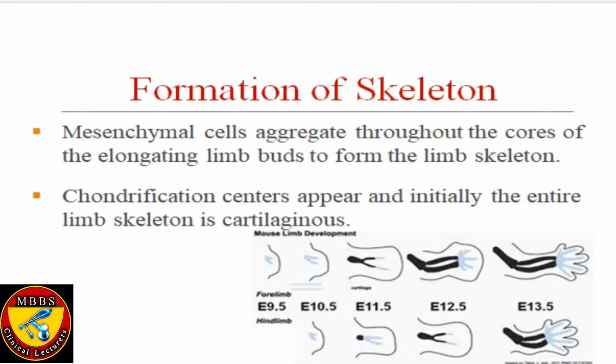Then the chondrification centers appear and the entire limb skeleton gets cartilaginous. This figure shows the mesenchymal formation from the lateral plate of mesoderm, and then this is taken over by the cartilage, which appears distally first and then proximally later. Slowly and gradually the entire limb gets cartilaginous.